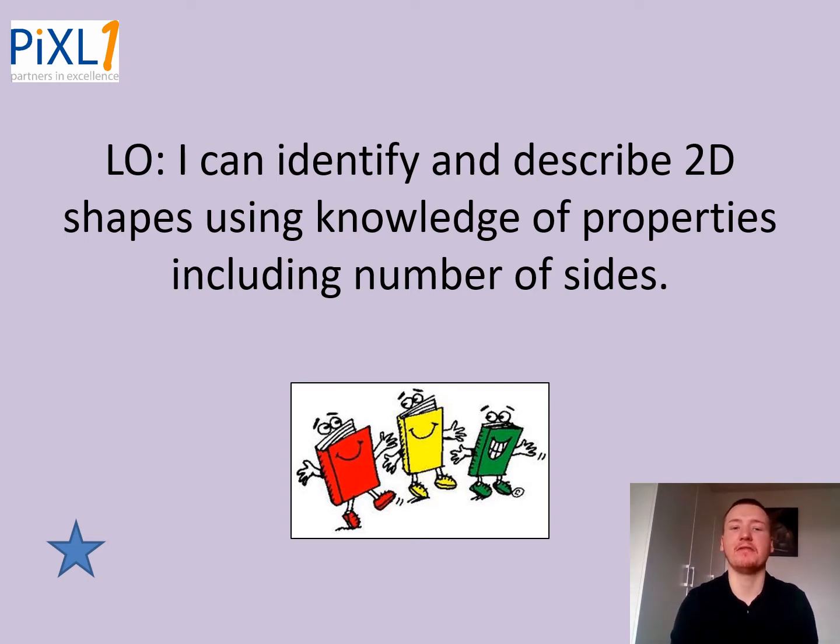So what we're going to do first of all is, as usual, read the learning objective. So you pause the video and you have a go, and then come back to the video and I'm going to show you how to model and how to read it nice and clearly and loudly to your parent or to yourself. Pause the video. Okay, over to me. Learning objective. I can identify and describe 2D shapes using knowledge of properties, including number of sides. Hopefully you all read that confidently, and we're going to introduce our topic and our unit now.